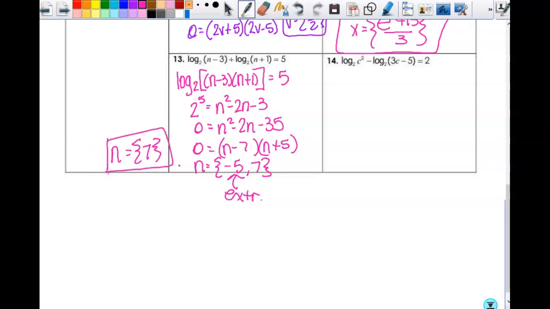There'd be no solution. Empty set. You can write it like that, or literally the empty set with the squigglies. There's two different ways to do it.